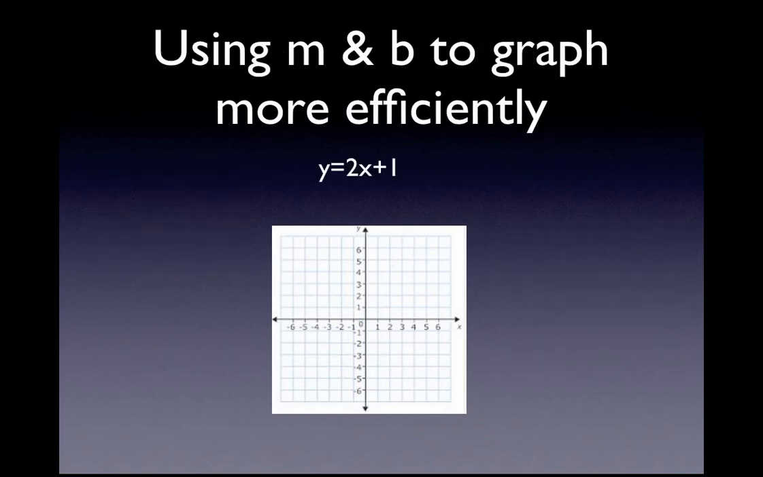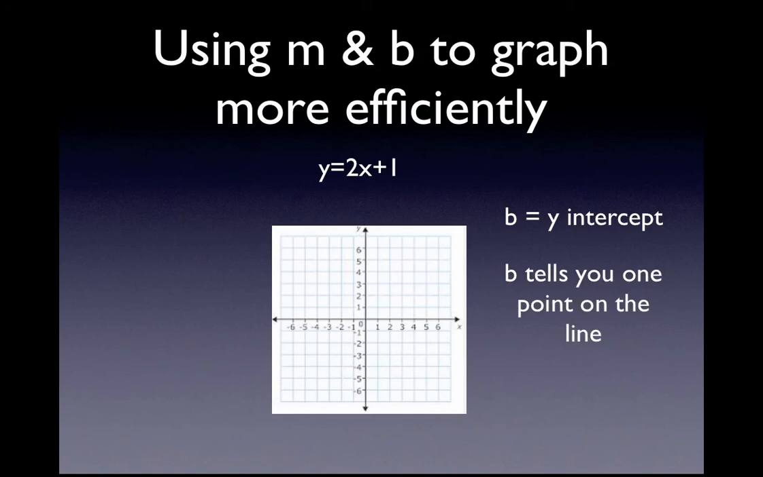So how do m and b in y equals mx plus b help us to graph an equation more efficiently? Well, let's take the example that we used in the last slide, y equals 2x plus 1. First, let's remember that the b in y equals mx plus b is the y-intercept. The y-intercept is the point where our line crosses the y-axis. It tells us one point on the line.